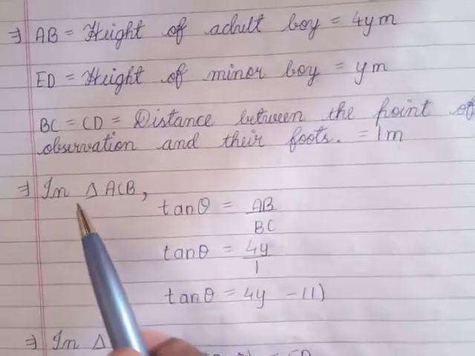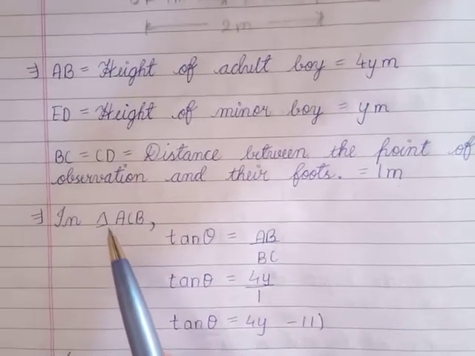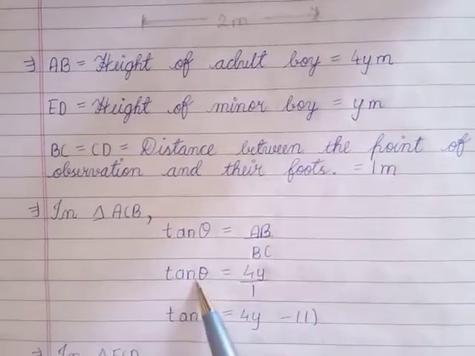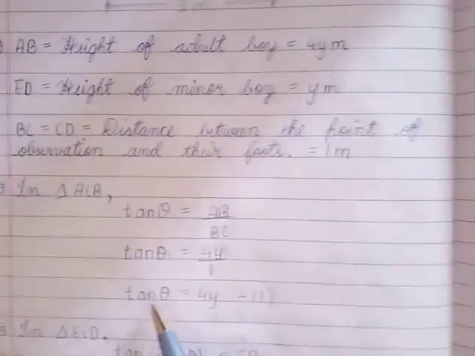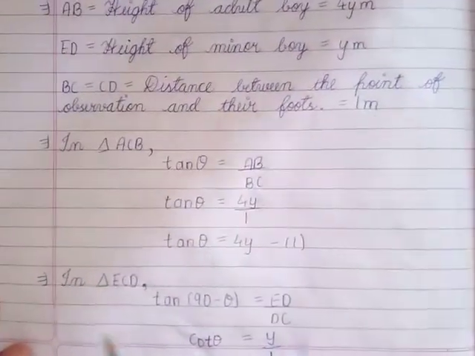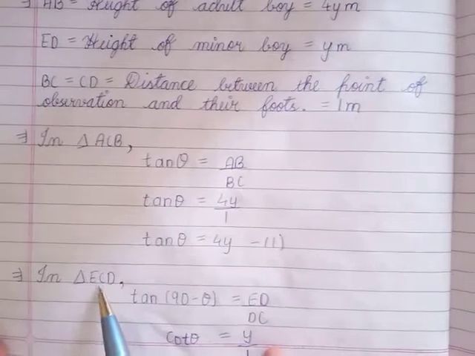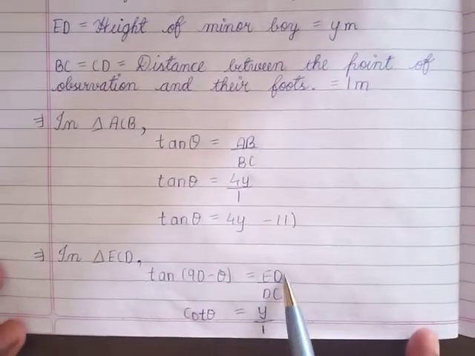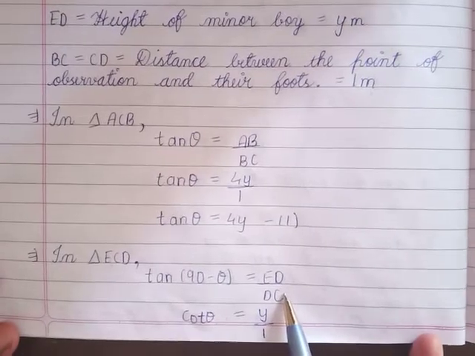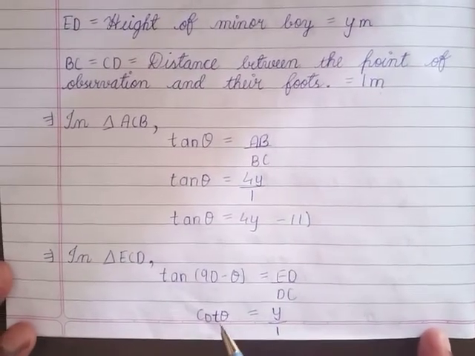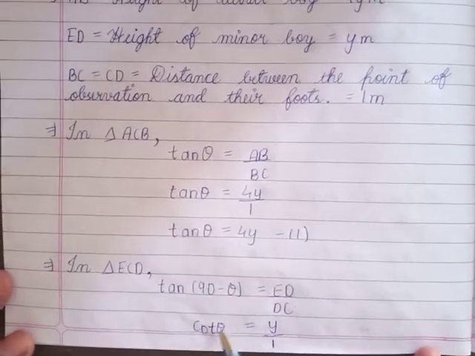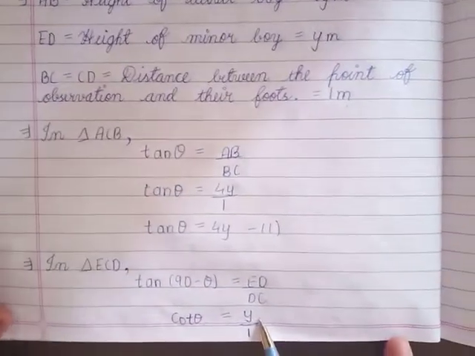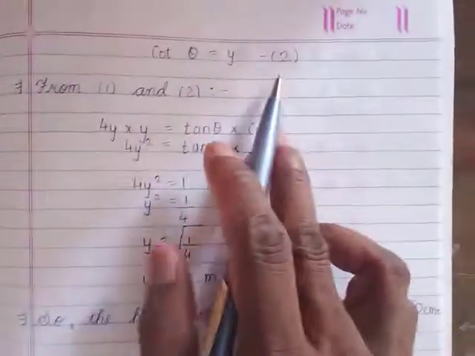So in triangle ACB, tan theta is equal to AB upon BC. So tan theta is 4y upon 1, so tan theta is equal to 4y. In triangle ECD, tan 90 minus theta is equal to ED upon DC. So tan 90 minus theta is what? Cot theta. Cot theta is equal to y. So we get cot theta is equal to y, second.